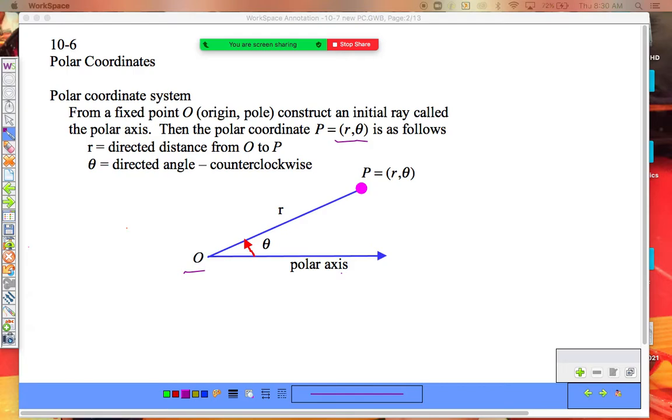All right, so our ordered pair, r theta, we're going to have an angle. We're going to rotate our angle theta, and then we're going to go our distance in a certain direction to our point P, r comma theta.